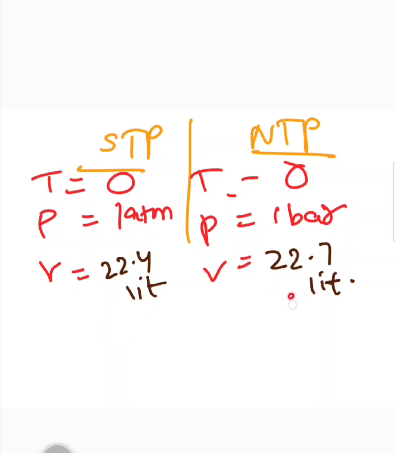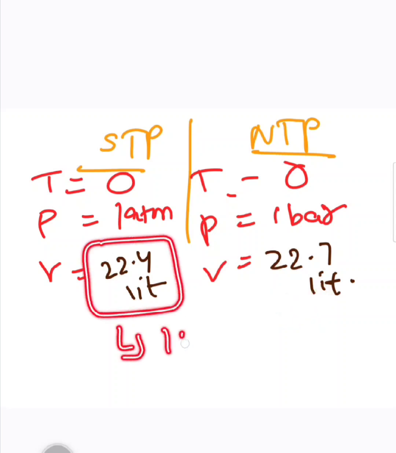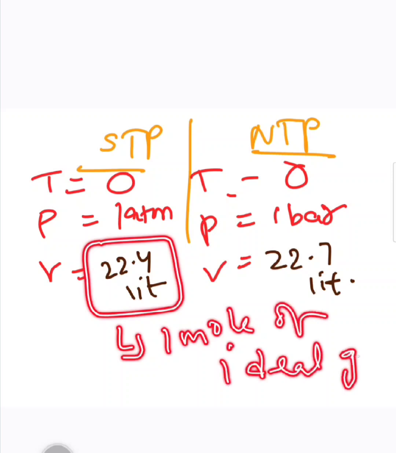And for the 1 mole of ideal gas in the case of STP, what is the volume? It is 22.4 liters. In the case of STP, it is 22.4 liters. In the case of NTP, it is 22.7 liters.